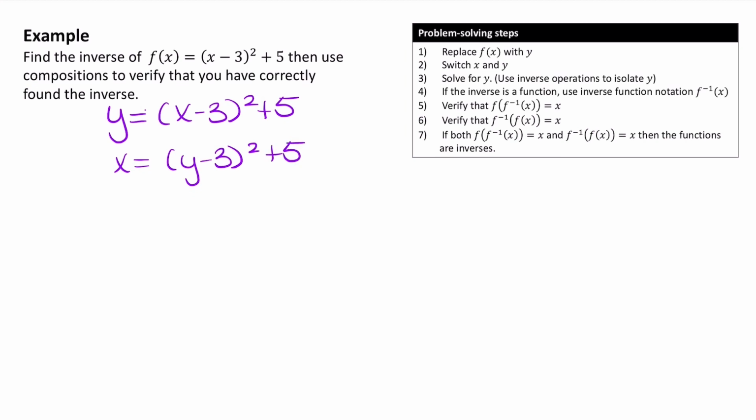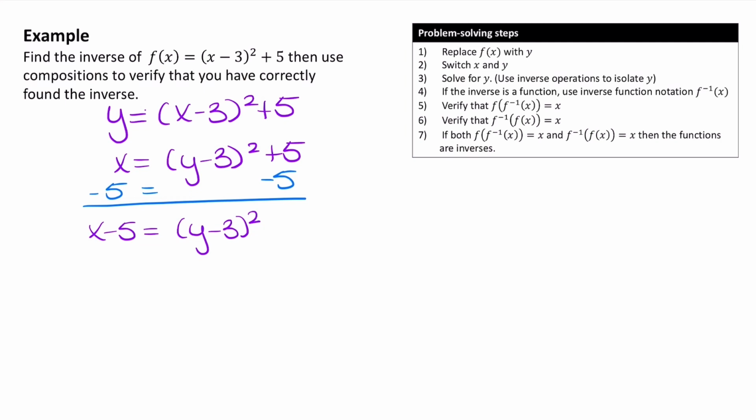So now I need to solve for y, but I need to work my way from the outside in, right, until I finally get y by itself. So I'm going to start off by subtracting 5 from both sides because that is the opposite of adding 5. So that's going to give me x minus 5 equals (y minus 3) squared.